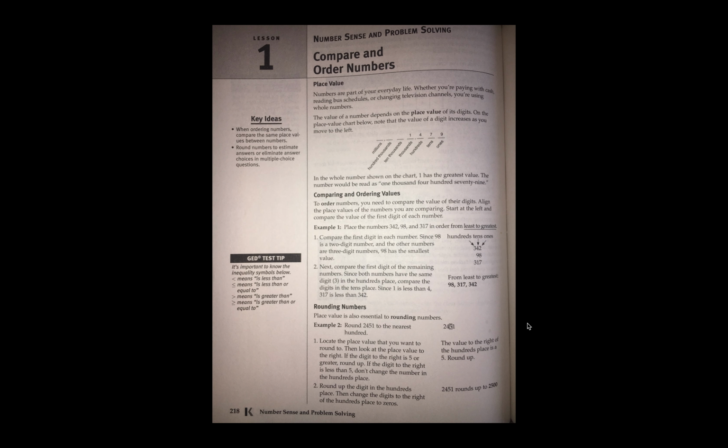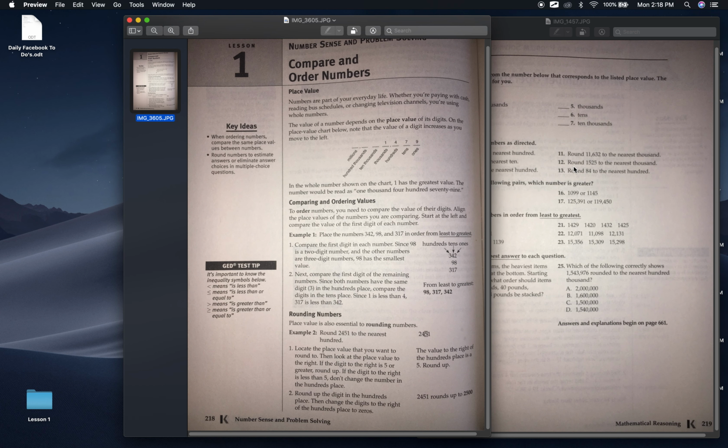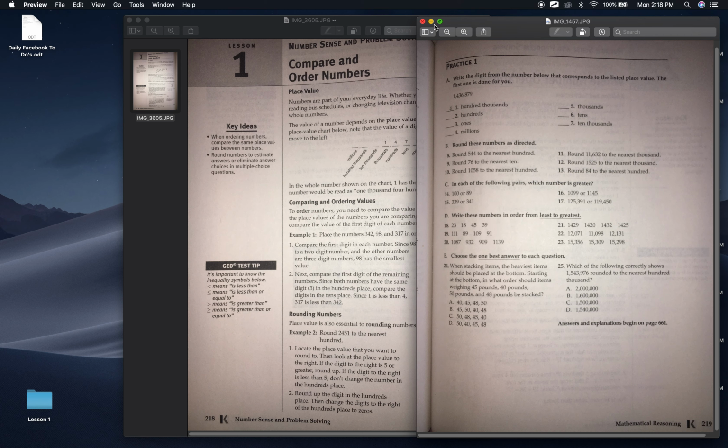That's a little more info than actually required here. Let's finish reading this. Round up the digit in the hundreds place, then change the digit to the right of the hundreds place to 2 zeros. So like I said, 2,500. This lesson has 2 pages, so go to the second page here.